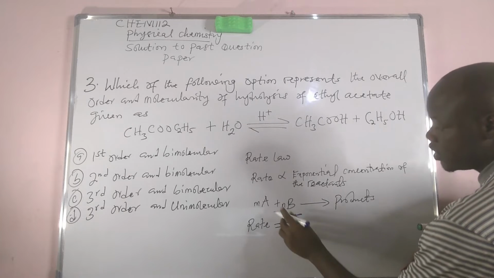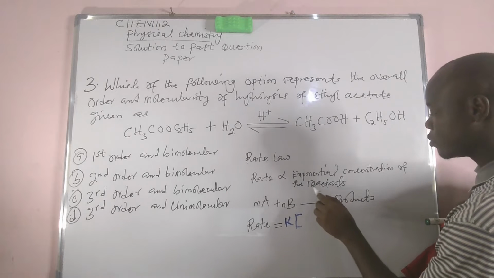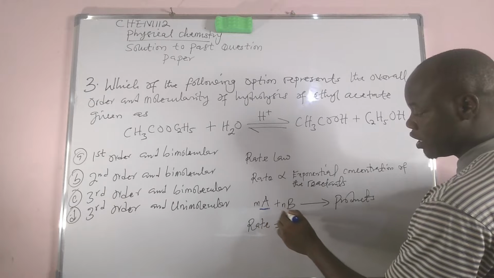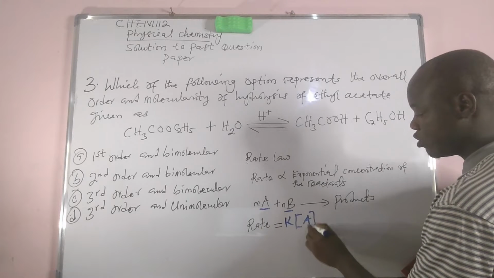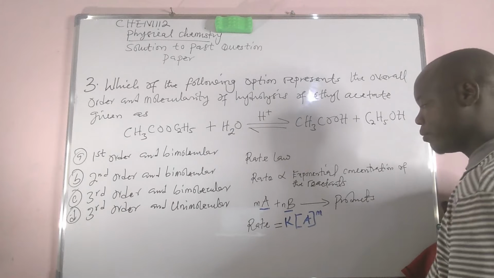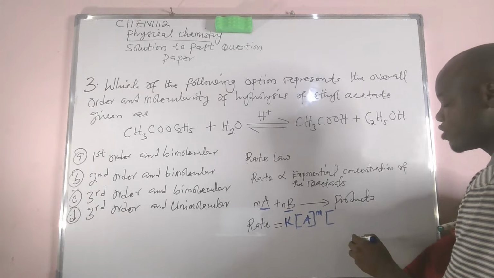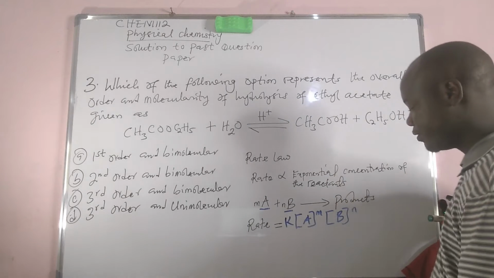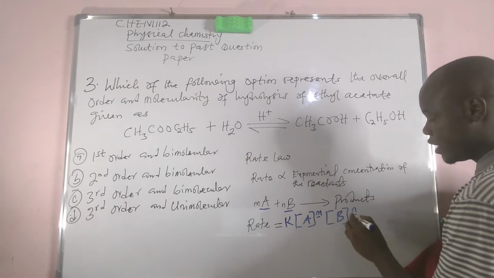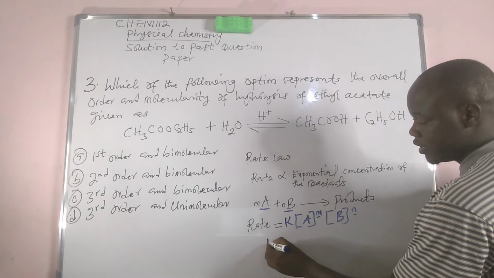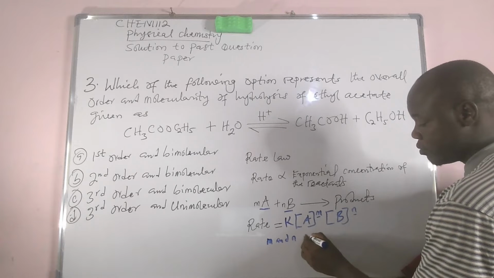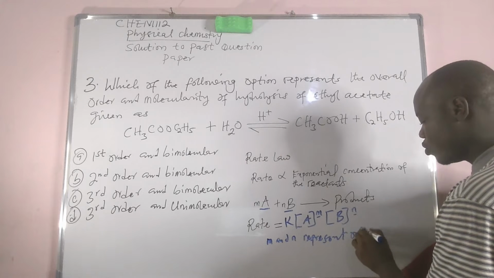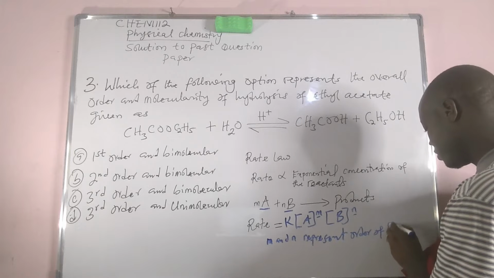And we now say that the rate law is directly proportional to the exponential concentration of the reactant. So what are the reactants? A and B. So we're now going to say concentration of A to the power M, times concentration of B to the power N. But I want to say something here. This M and N, we call them the order of the reaction.